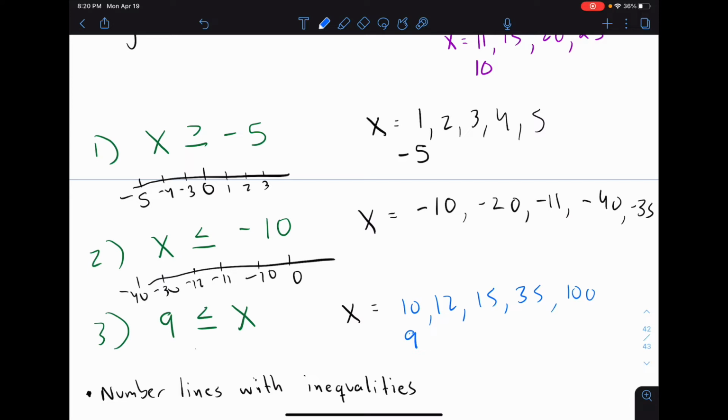Number 3 says 9 is less than or equal to x. 9 es menor o igual a x. So that means x has to be bigger than 9. Eso significa que x tiene que ser más grande que 9. So I have 10, 12, 15, 35, 100. But my answer can also be 9. También puede ser 9. Porque es igual a 9.